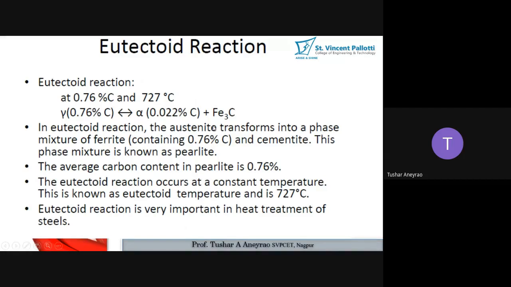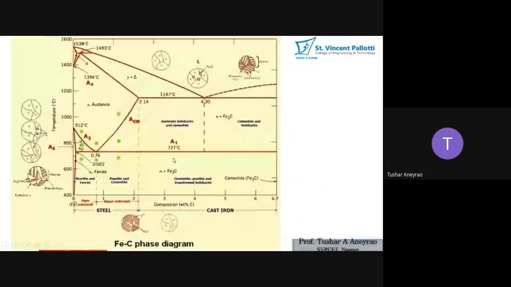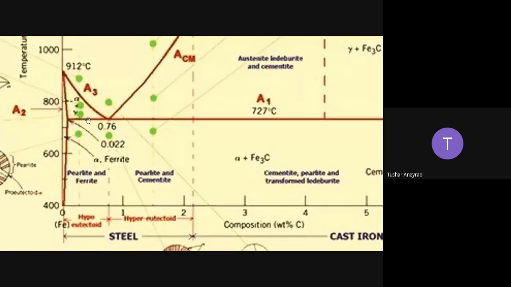Now, eutectic reaction, eutectoid reaction. The eutectoid reaction happens at 0.76% carbon at 727 degrees centigrade, where austenite is at 0.76 percent of carbon. If this carbon percentage is not 0.76, you are not going to get these two phases. Then why am I saying so? You can again come back to this diagram at this particular position. You can see here, this is the eutectoid point, 0.76%.